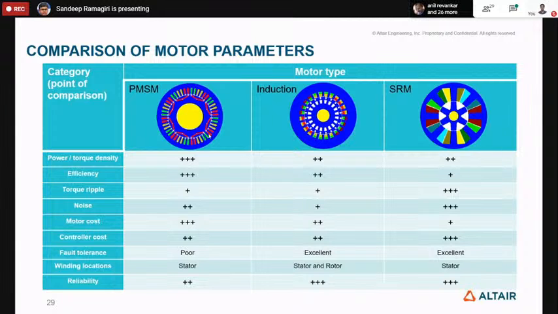And the winding location, on the PMSM we have it on the stator, and induction basically stator and rotor, and SRM we have it on the stator. And on the reliability side, induction and SRM is almost the same when compared to PMSM. So this is the comparison of the motors, especially the motors which go into electric vehicle applications.